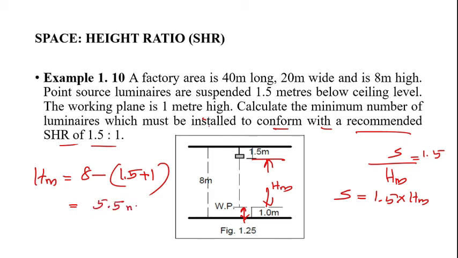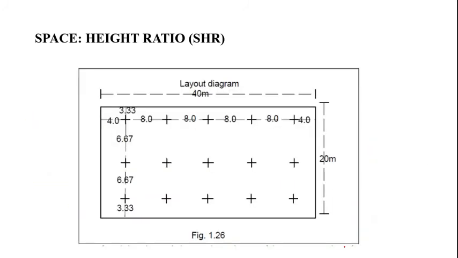So the distance between adjacent lamps, S, the space between the luminaires, here the luminaires are considered as point sources. So S will be equal to 1.5 into 5.5. So that will be equal to 8.25 meter.